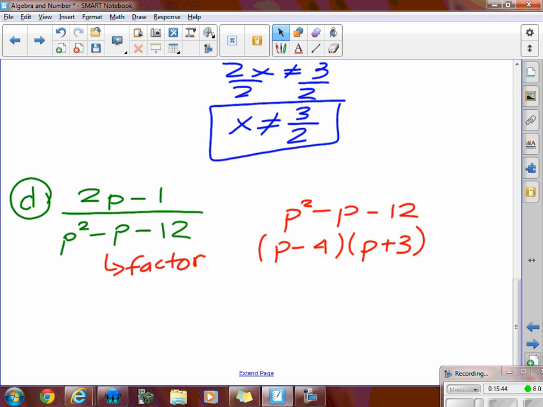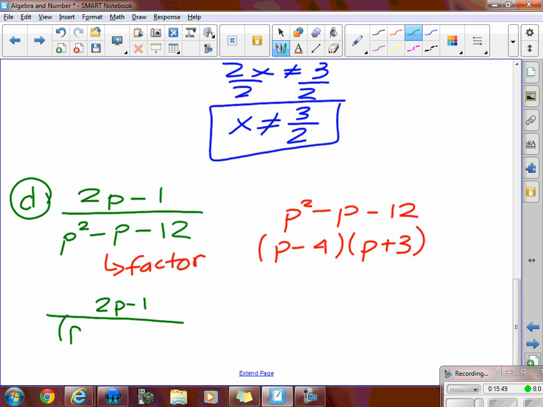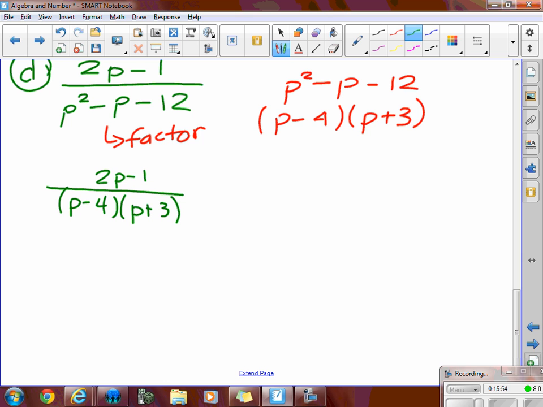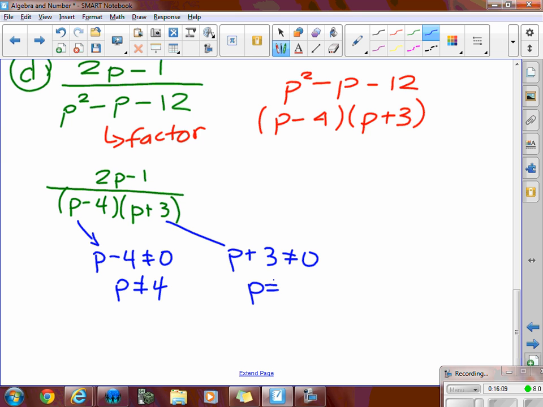So if I rewrote this expression that I have in green, I have 2p minus 1 over p minus 4, p plus 3. Is it easier now to see what would make your bottom equal 0? Yeah, I'd say, well, p minus 4 is not allowed to equal 0, so p can't be 4. And here, p plus 3 is not allowed to equal 0, so p is negative 3. I have two restrictions, two non-permissible values, two values for p that would make this expression undefined.